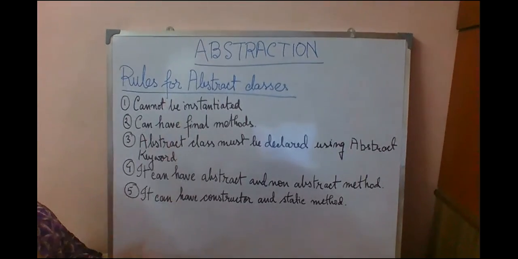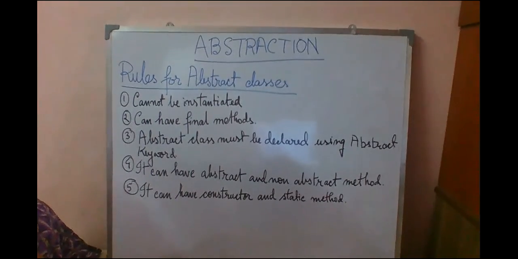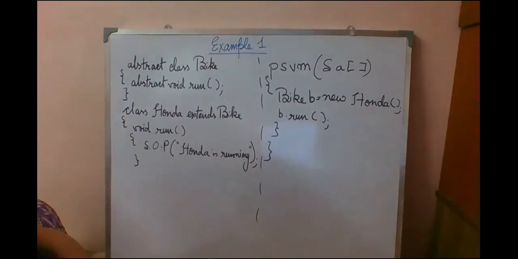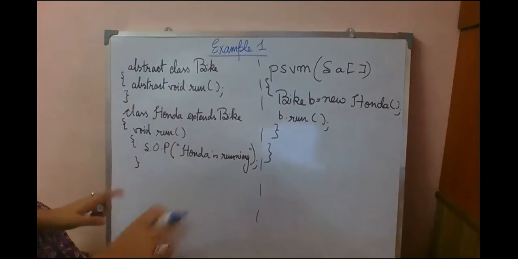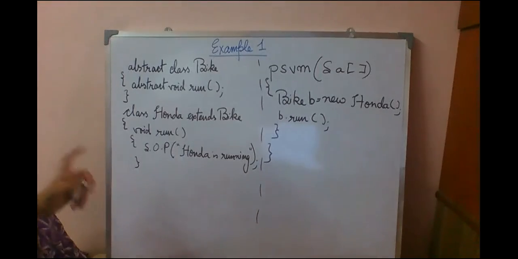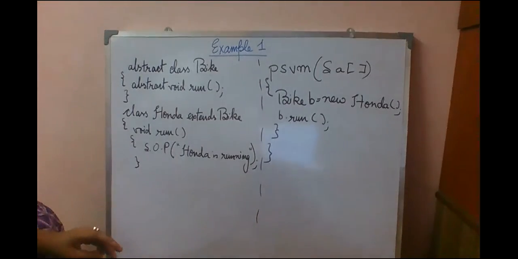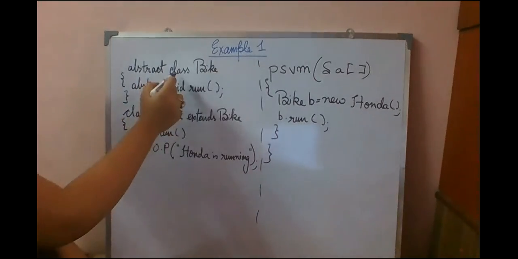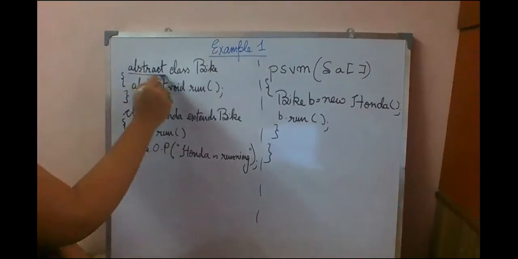So enough of the theory portion. Let's jump into how we write the code, and whatever I write on the board, I will be explaining with a code that we have already prepared for you in Netbeans. I hope the entire board is visible to you. So this is our first example of abstract class with abstract method. What have we done? We have created a class Bike, which is an abstract class.